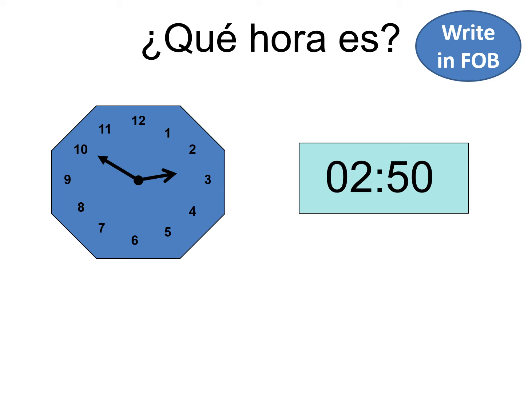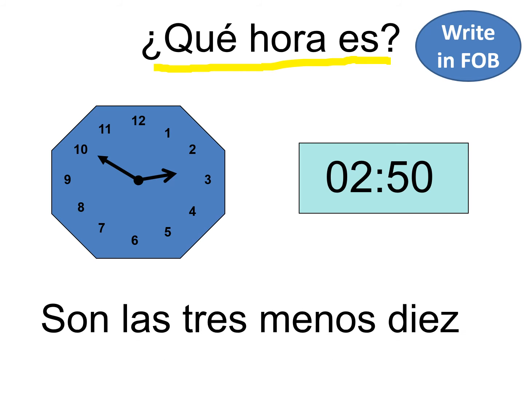Can you answer my question now? ¿Qué hora es? It's 10 to 3. Can you answer my question? ¿Qué hora es? Muy bien. Son las 3 menos 10. So las 3 is the o'clock time. Menos is to. And then 10 is 10.